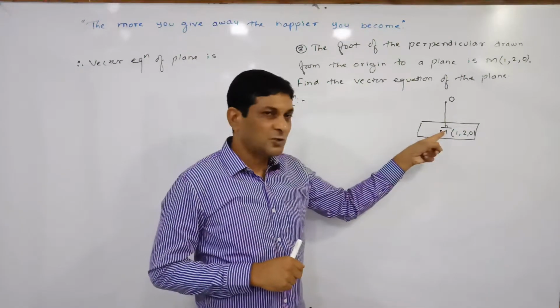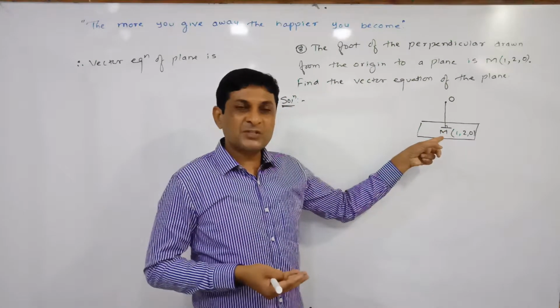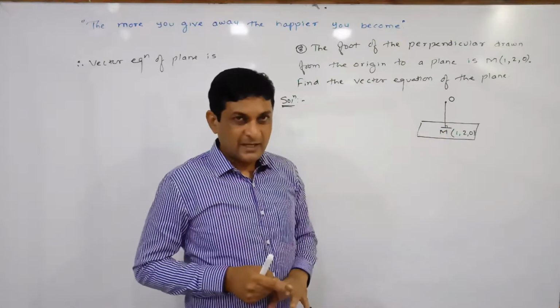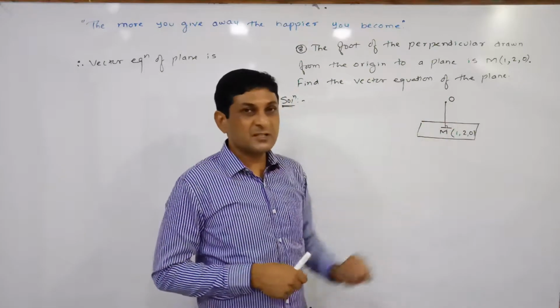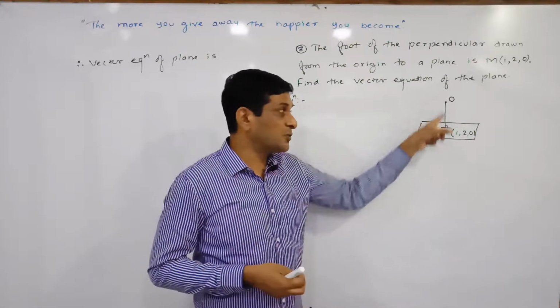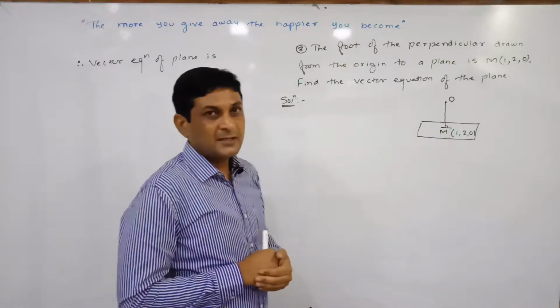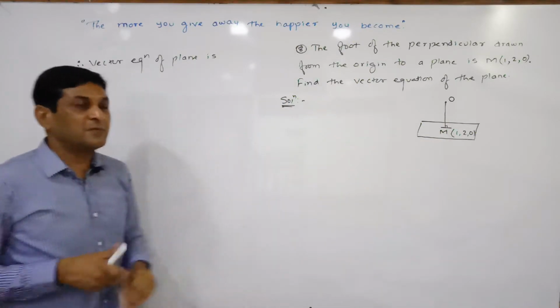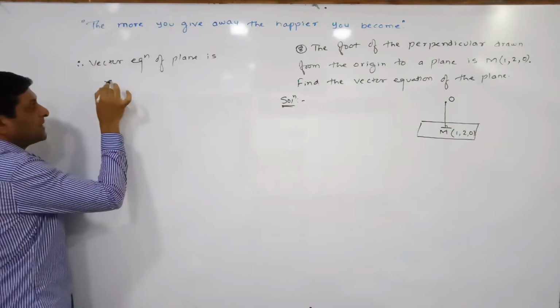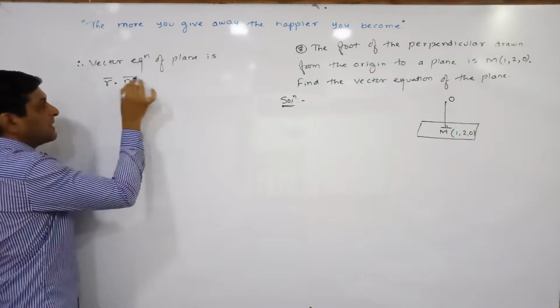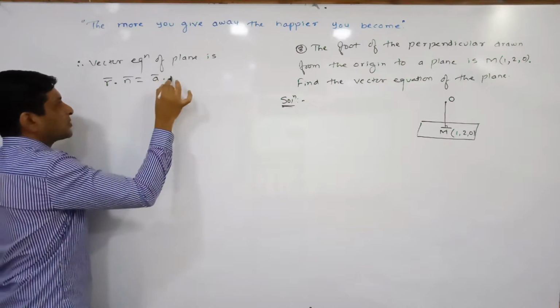So here M is foot of perpendicular, means it is the point on the plane. And if one point on the plane is given to us, and here we can say that OM is nothing but what? Normal to the plane, because OM is perpendicular to the plane. So if these values are given to us, means we are able to apply which formula to find out equation of plane? r̄ · n̄ = ā · n̄.